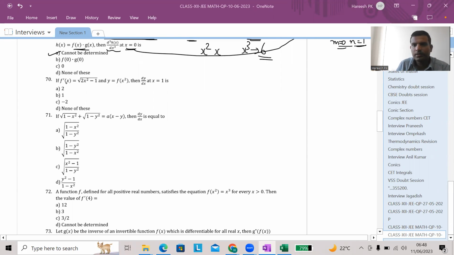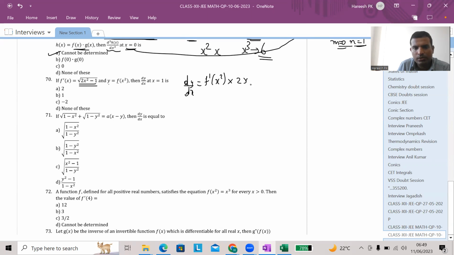So the next question is again a straightforward one. Whenever we get root of 2x square minus 1, of course, we don't need anything, I think, here. Let's read the question. Y is equal to f of x square. They're asking dy by dx. So let's directly differentiate. Dy by dx will be f dash x square into derivative of x square, which is 2x. Now put x equal to 1. So you'll get f dash 1 into 2.